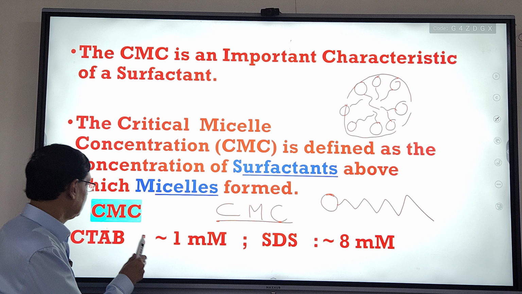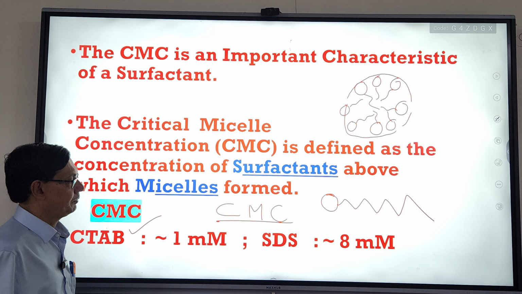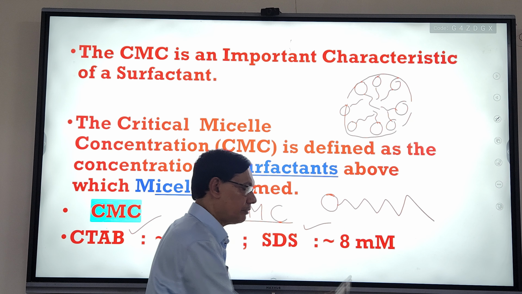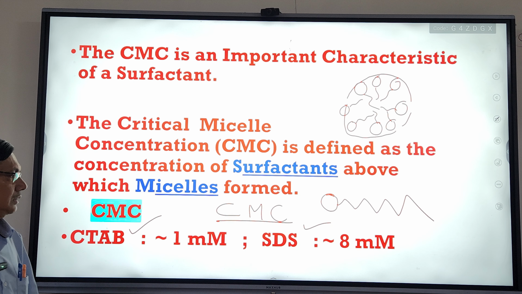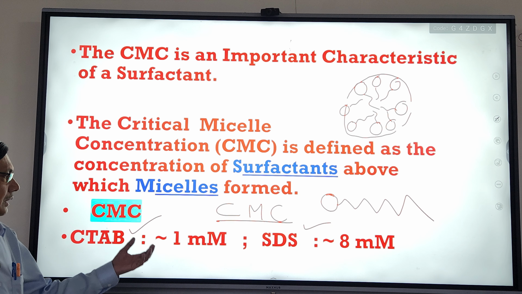So basically for MSc students we will do CTAB, and second is SDS. When you perform the experiment, I will repeat something, for clarity, but you have to determine the approximate CMC. The CMC of CTAB is 1 millimole, you can see it now, 1 millimole, and SDS is 8 millimole, and it depends upon the solvent, temperature and other things.